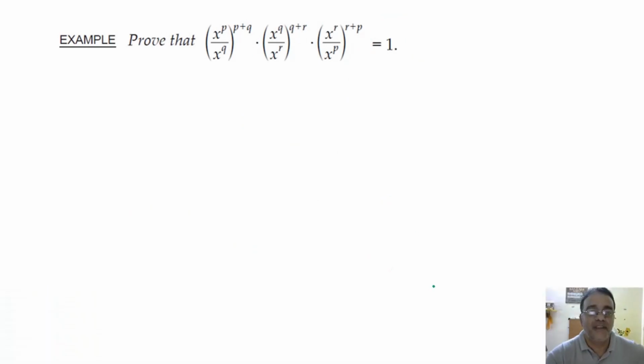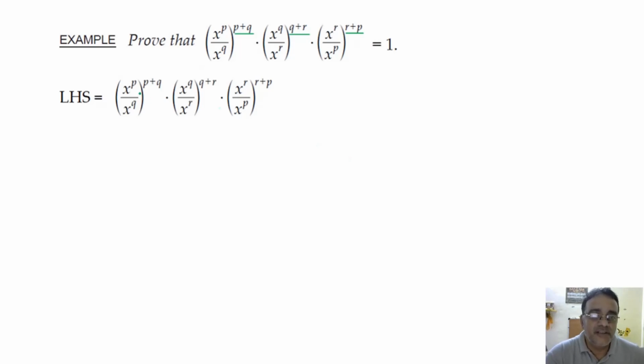Prove that x to the power p upon x to the power q whole to the power p plus q, x to the power q upon x to the power r whole to the power q plus r, x to the power r upon x to the power p whole to the power r plus p. So we'll take LHS first. Now इसमें हम लोग क्या करेंगे?